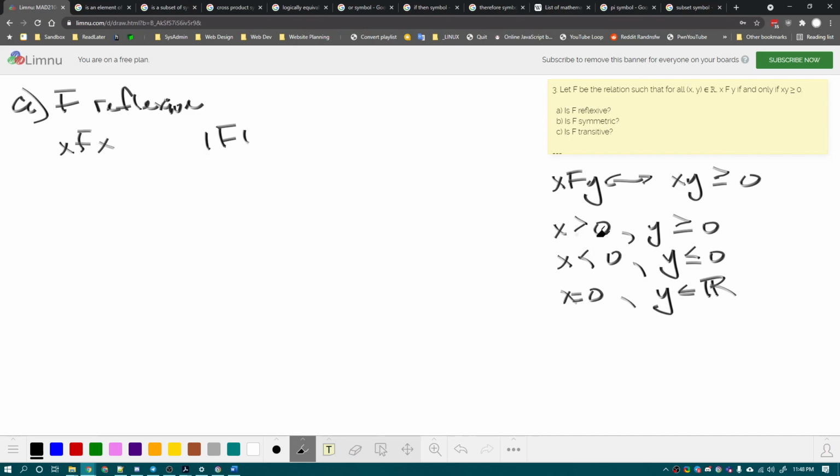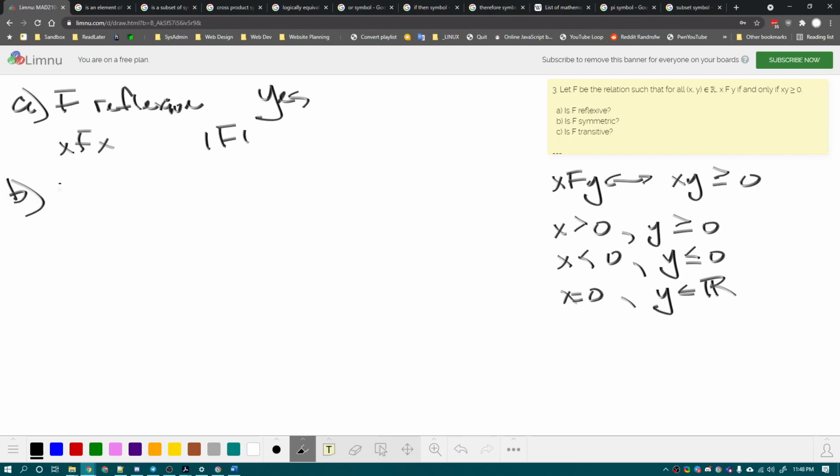And we can tell that by looking at this little chart that we've created. x is greater than 0, so for every positive value, I can pick a y that's the same value. Same thing when it's negative, right? And even when it's 0, well, 0 is a real number, so it could be equal to itself. So the answer to A is yes.